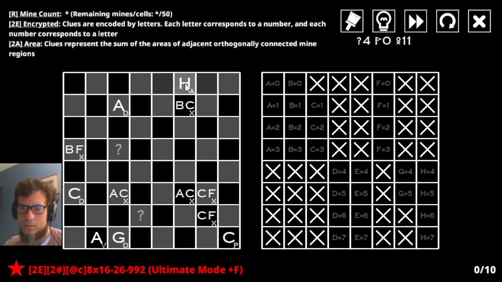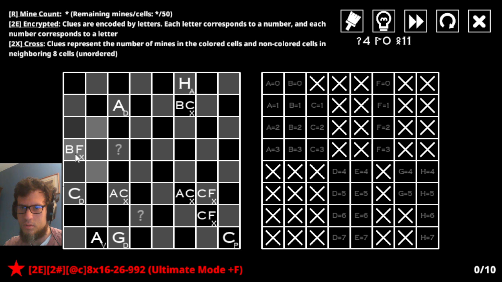H, but it's A? Area. Area. Okay, okay. A deviation, B, F, cross. C product. CF cross. Okay.